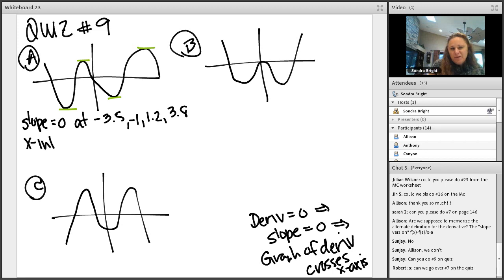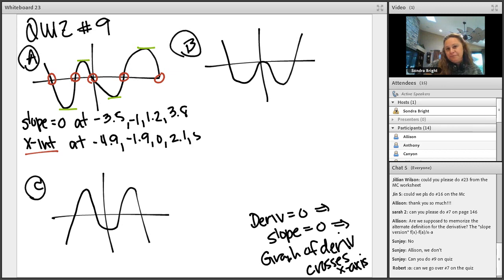Because we don't know which one of these is the derivatives of what, right? So the x-intercepts happen where the graph crosses the x-axis. So here, here, here, here, and here are your x-intercepts. And again, I'm approximating, I said negative 4.9, negative 1.9, 0, 2.1, and 5. All right, so that's for A.